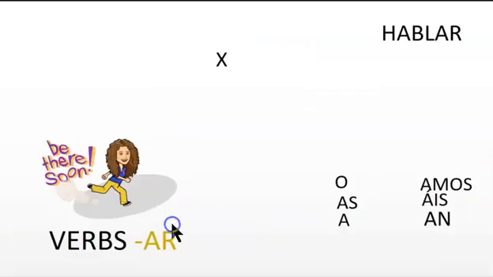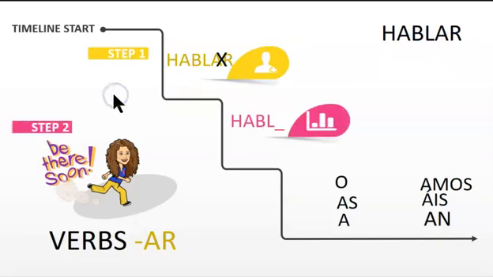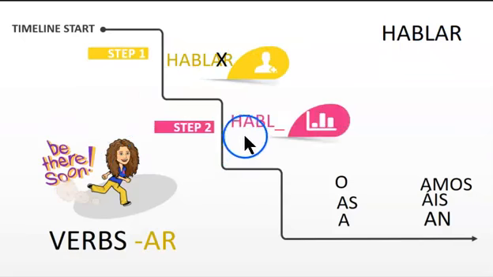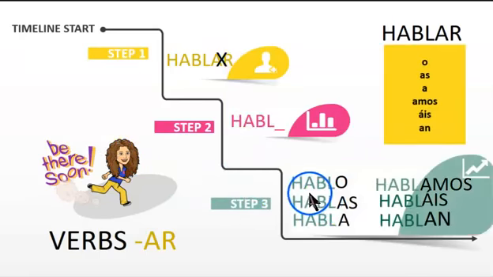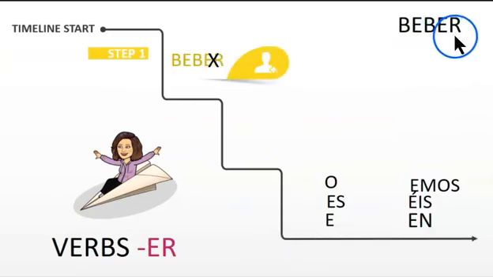How do we conjugate? First step, we have the verbs AR. We have an example here, hablar. I take out the ending AR. I have the stem habl, and then I add the endings. For yo is o, yo hablo, tú hablas, él, ella, and usted habla, nosotros hablamos, vosotros habláis, ellos, ellas, and ustedes hablan.